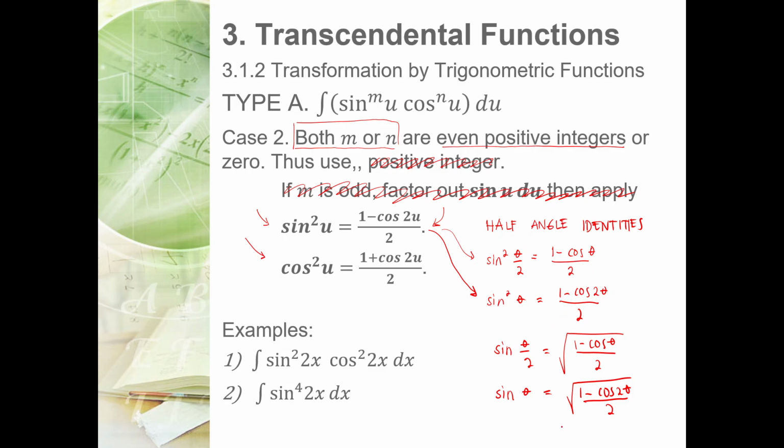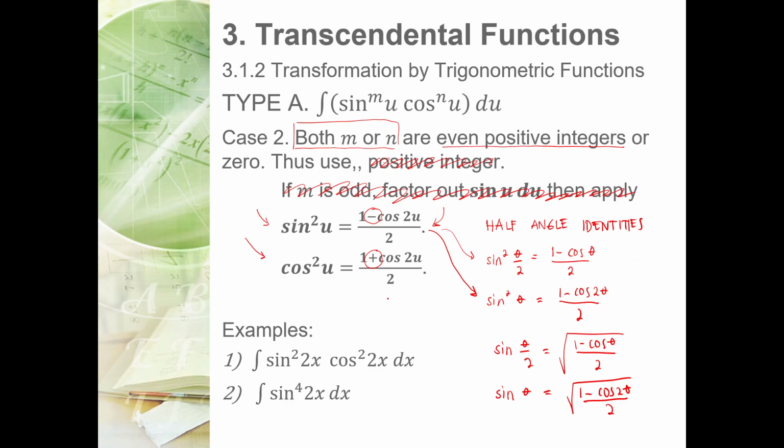I only wrote the sine function because for cosine, the counterpart of it is 1 plus cosine theta, right? So I think the difference is just the operation sign. For the sine half angle, that would be minus. For the cosine half angle, that would be plus. Then the variations are the same. So these are the different types or variations of the half angle.